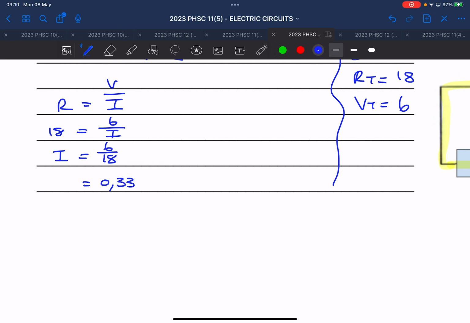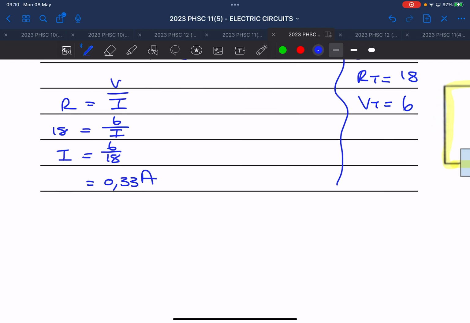0.33 and the unit? What does that stand for? Amperes. Amps. All right, I think I've fried your brain enough for today.